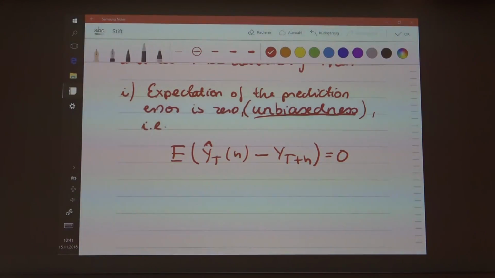It doesn't necessarily mean that you're always going to hit the true value. Basically, it's never going to be the case, but on the average you do. This is what it means. So the expectation of the error will be 0. On the average you will. Now the second part of the property of this forecast error is that it converges in probability.